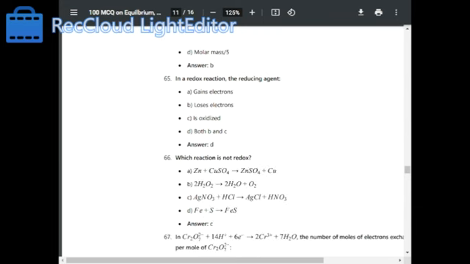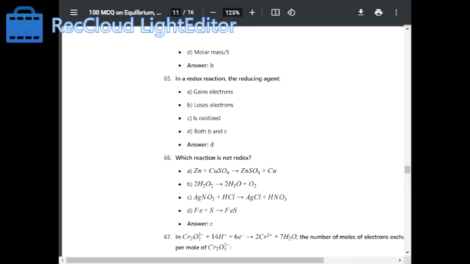Question number 65. In a redox reaction, the reducing agent: option A gains electrons, option B loses electrons, option C is oxidized, option D both B and C. The correct answer is both B and C. The reducing agent loses electrons and is oxidized, so both are correct. Option D is correct.